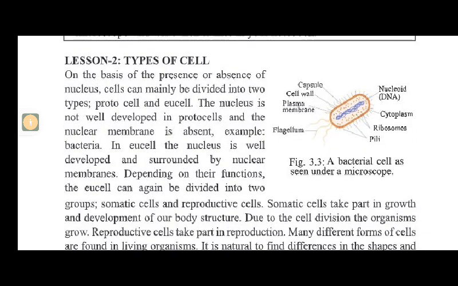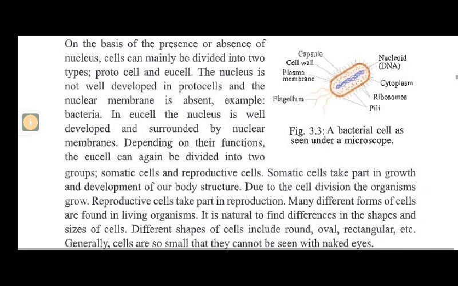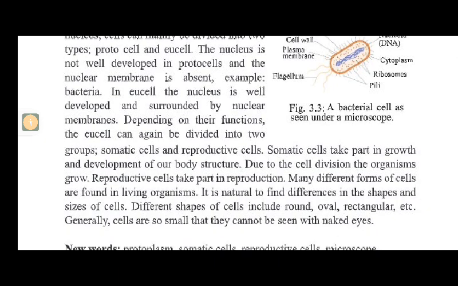Lesson 2. Types of cells. On the basis of the presence or absence of a nucleus, cells can mainly be divided into two types: protocell and eucell. The nucleus is not well developed in a protocell, and the nuclear membrane is absent. Example, bacteria. In a eucell, the nucleus is well developed and surrounded by a nuclear membrane.